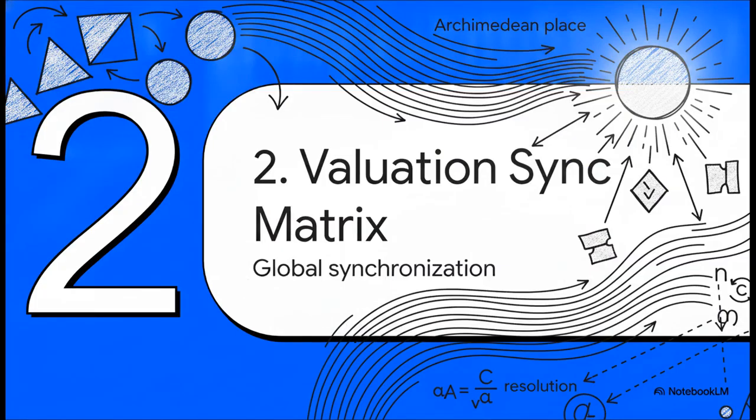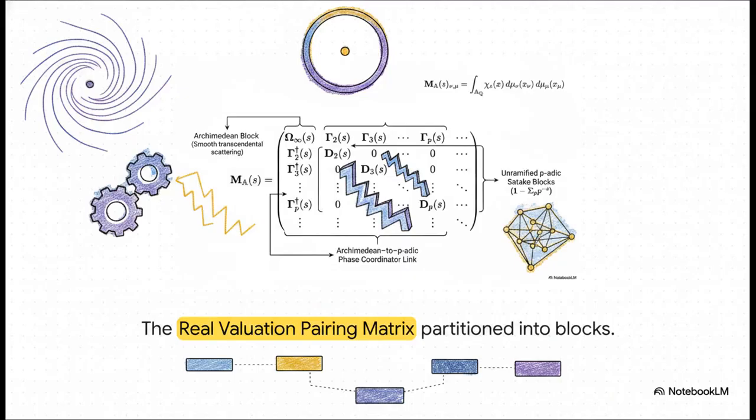Moving right along to Section 2, the valuation synchronization matrix. Now, what's really interesting about this is how we translate this algebraic geometry problem straight into an arithmetic landscape. Take a look at the real valuation pairing matrix, denoted as M sub A of S. We're essentially looking at a global synchronizer. This matrix operates directly on the global Adelic ring.